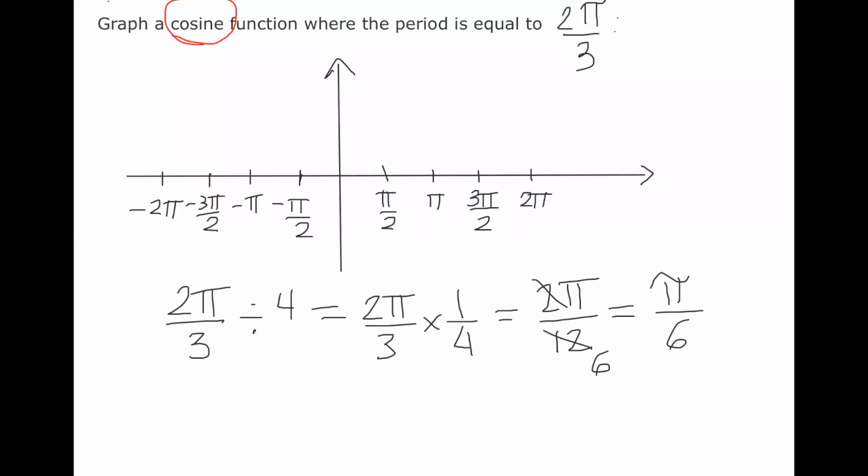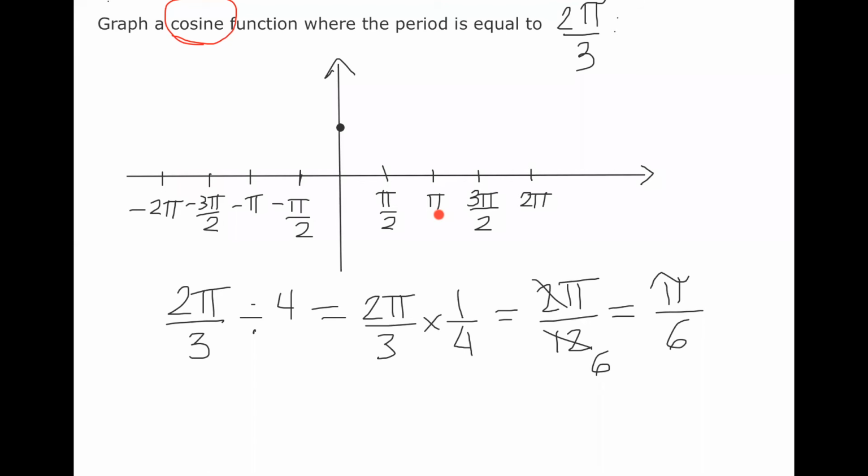So now I'm going to look at my graph. And once again, I have a cosine function, so I'm not starting at 0, 0. I'm going to start up here at 1. And then I have to find the intervals of pi over 6. Pi over 6 means that I'm going to get pi, and I'm going to divide this distance pi into 6 equal parts. So first, I'm going to divide it into 3 parts.